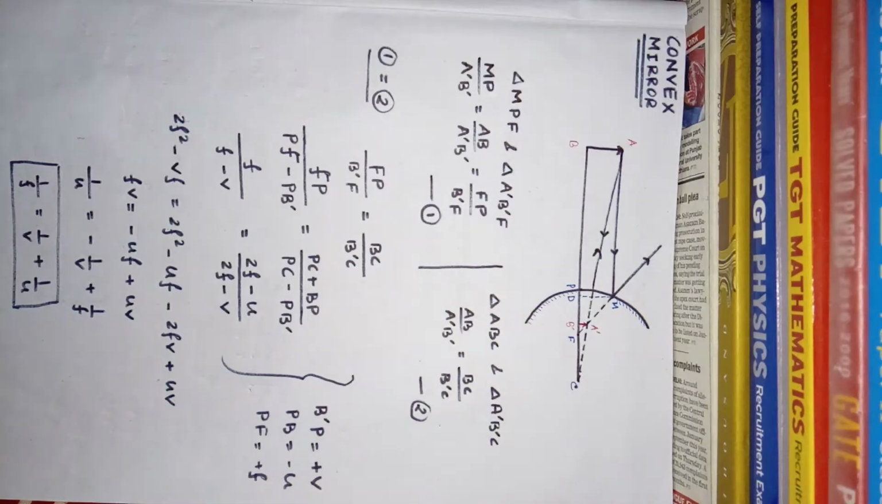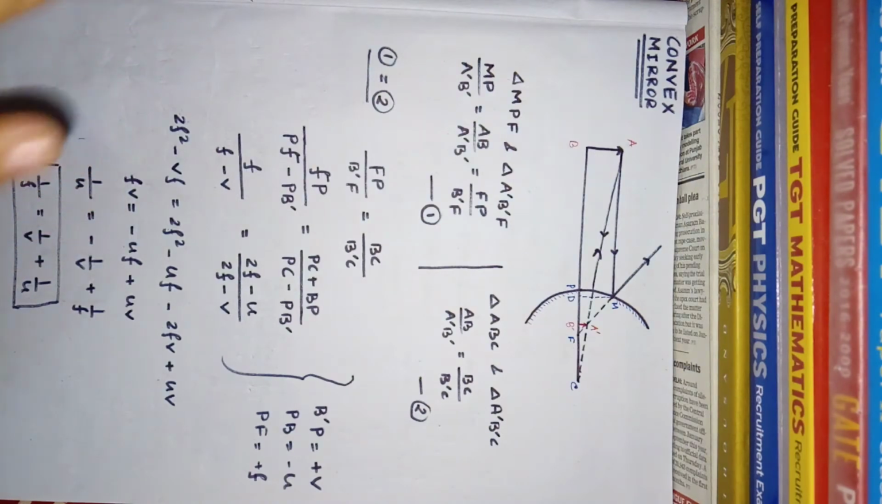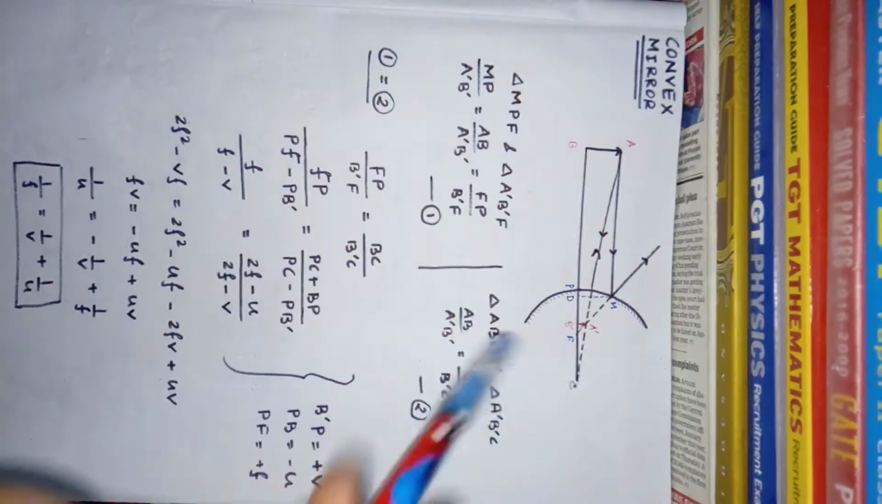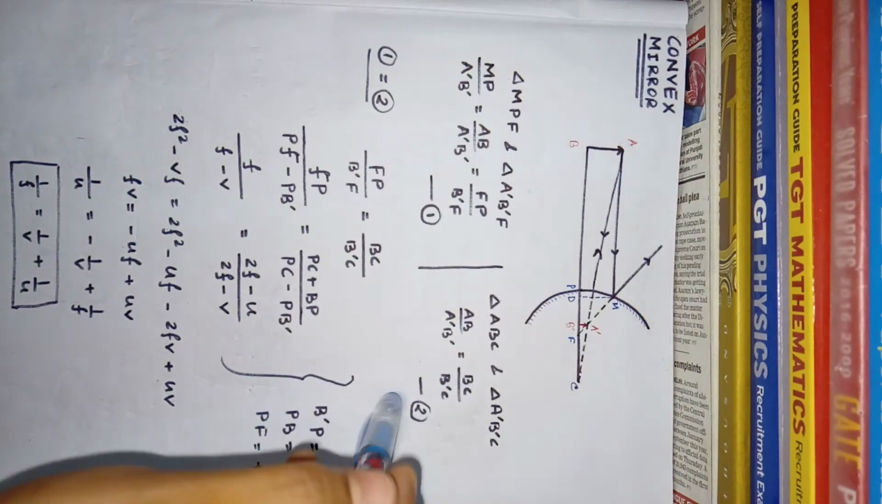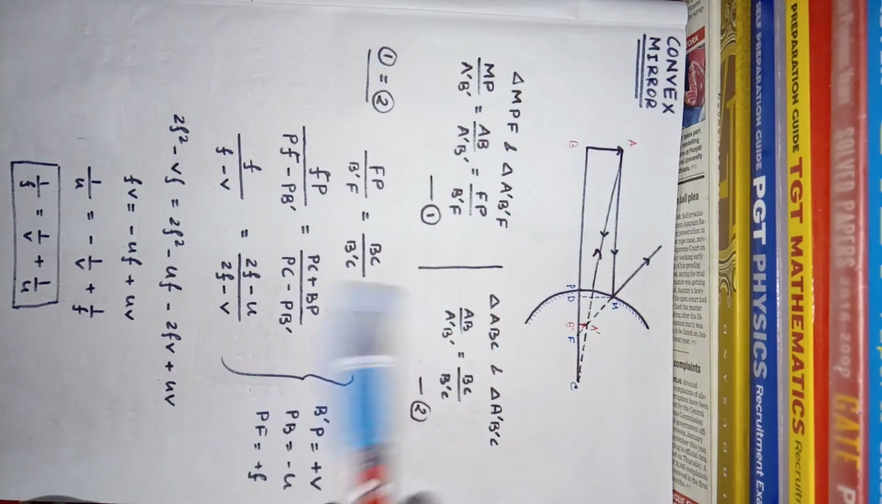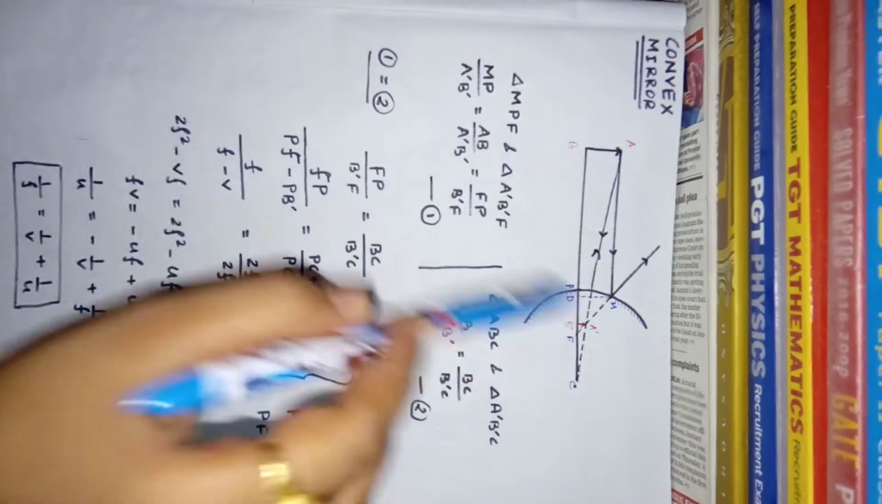So today we are going to discuss the mirror formula for the convex mirror. Previously we have done it for the concave one. In a convex mirror, as we know very well, the convex mirror is also known as a diverging mirror. So of course all rays will diverge. So there will be no real image formed in the case of a convex mirror.